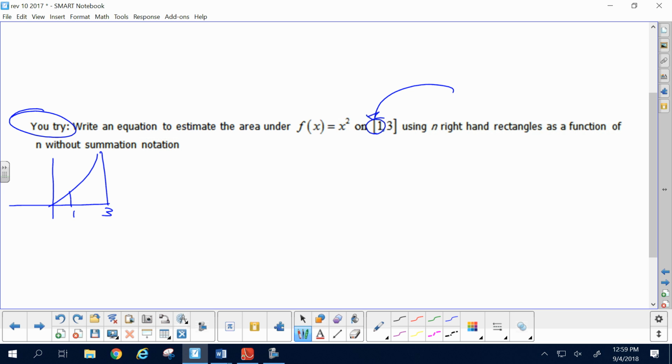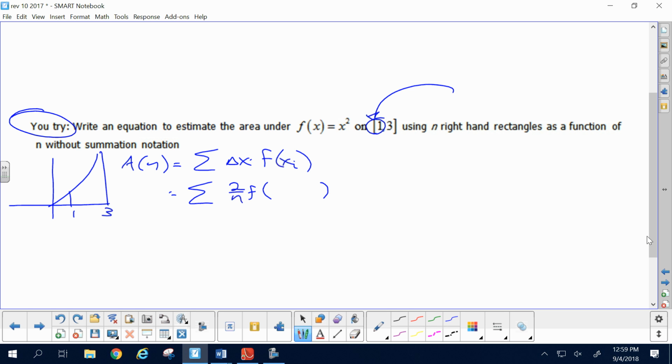I still am saying the area as a function of number of rectangles is delta x for the bases times f of x at some x for the heights. That to me is a good starting point. It is the basics of Riemann. Delta x, what's delta x in this case? How wide is each rectangle? 2 over n, okay?